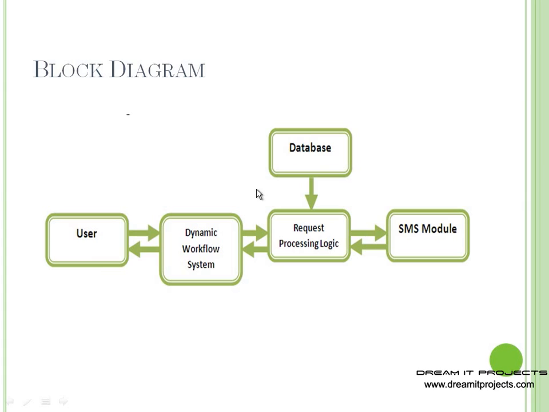Okay, so we have a user here. The user will interface with the dynamic workflow system. Now at the back end, there are certain modules. So we have a request processing logic. Request processing logic basically deals with passing a request from one level to another. Okay, if at level 1 there are multiple persons, the request will go to the person who has the minimum number of requests pending. All that logic resides in the request processing logic, and it works with the help of a database, because in the database we are storing all this information. Okay, and then it will communicate with the SMS module to send an SMS notification to the user.